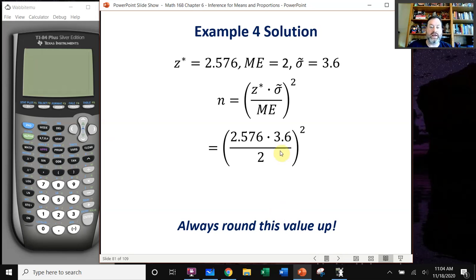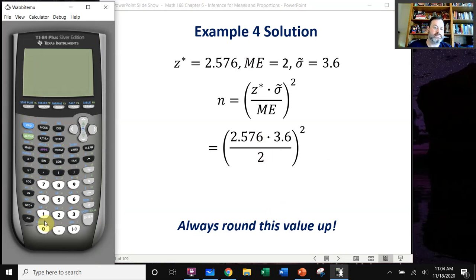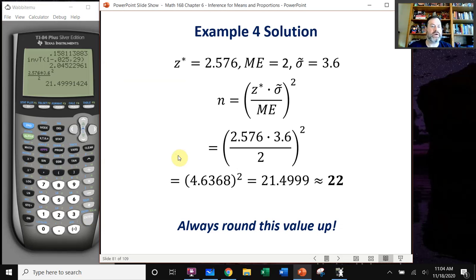Again, you want to make it look like this, right? So we need a squared, so go ahead and build some parentheses. I like to just build the parentheses like that. So 2.576 times 3.6 over 2, and then just square it. And then always round it up. So even though it looks like that should be rounded down, round it up.